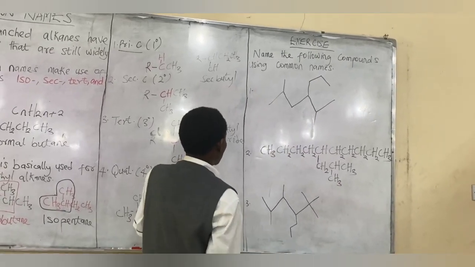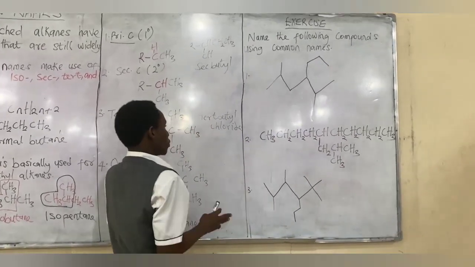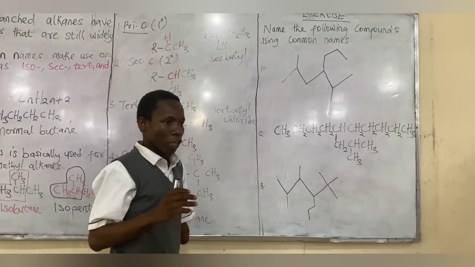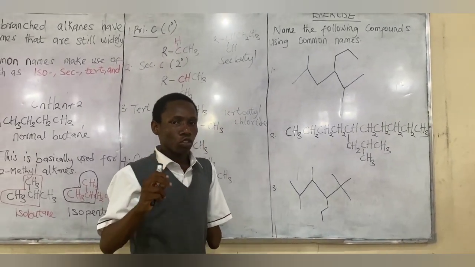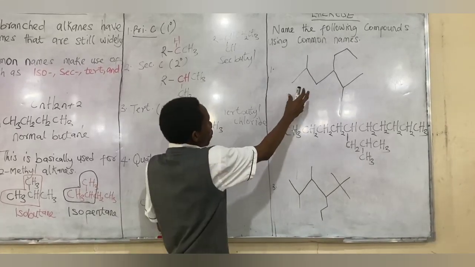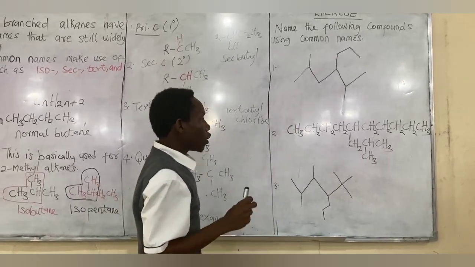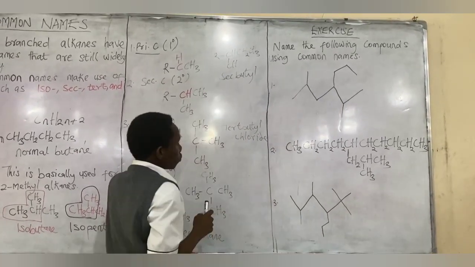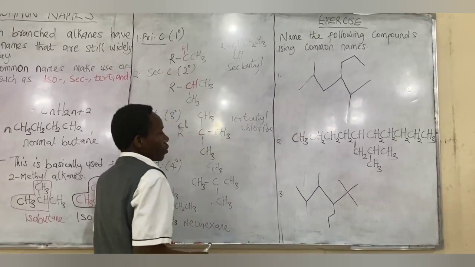So finally, let us use common names to name this compound. We already know how to name this compound with our IUPAC name. I'm very sure if you followed me in our first episode, you should be able to name this compound using the IUPAC method. But let's use the common name method to name these compounds. We have just 3 compounds here.